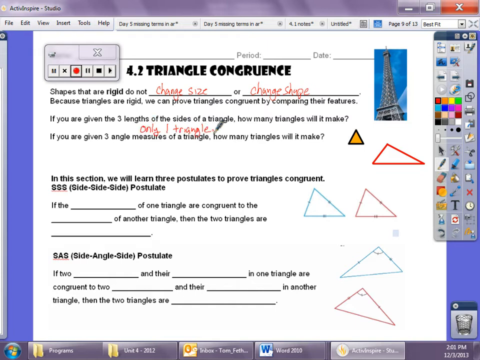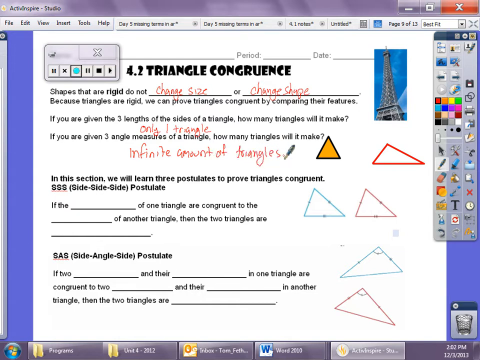And if we're given 3 angle measures of a triangle, how many can we make? Well, here's a triangle. I can make this triangle bigger, smaller, but I'm not changing the angles. The angles all stay the same, I'm just changing the side length. So we can make an infinite amount of triangles.